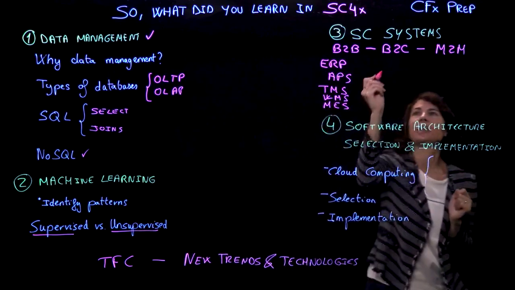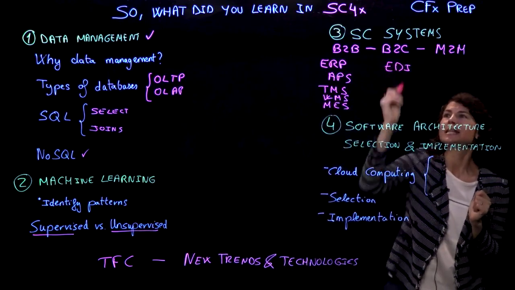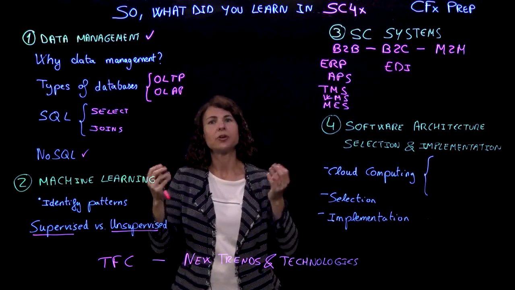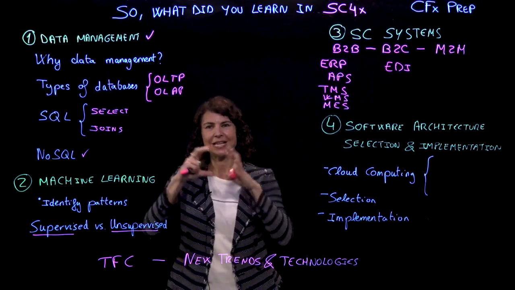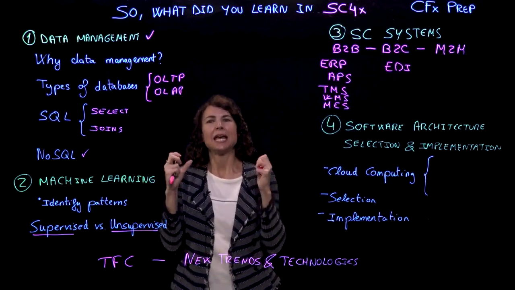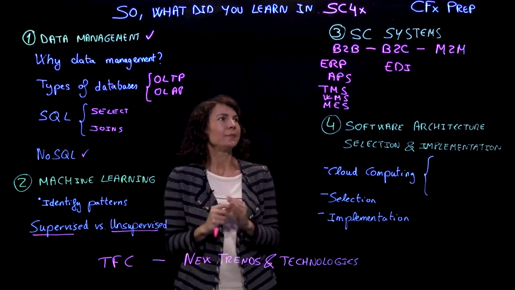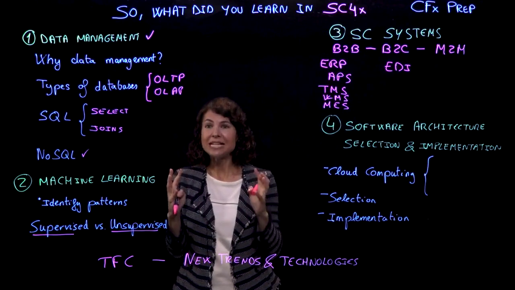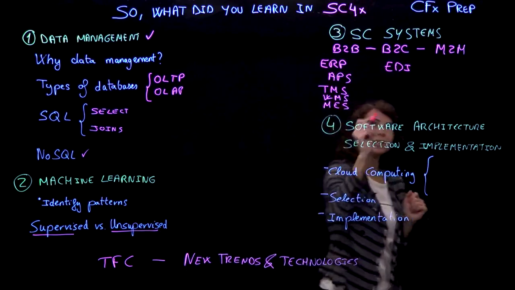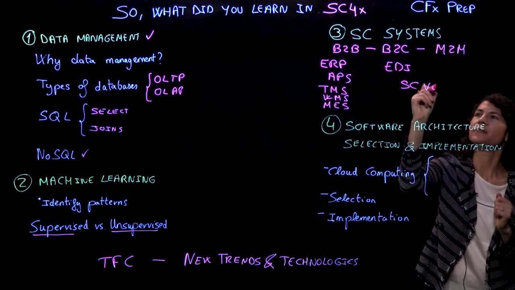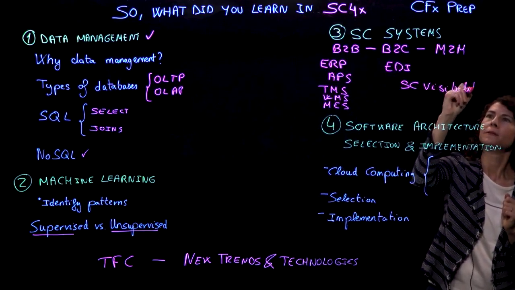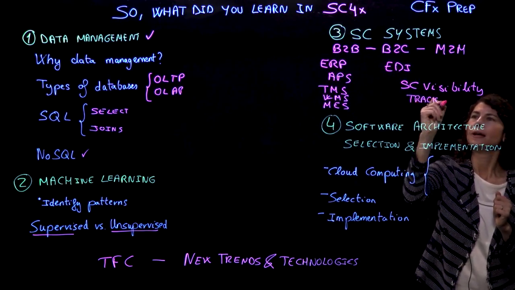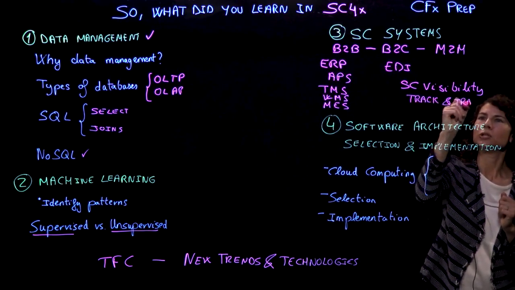Electronic data interchange, EDI, is a way to communicate machine to machine, computer to computer, using formatted or standard messages. And then here we also introduce visibility technologies. We introduce supply chain visibility. And we introduce track and trace technology.